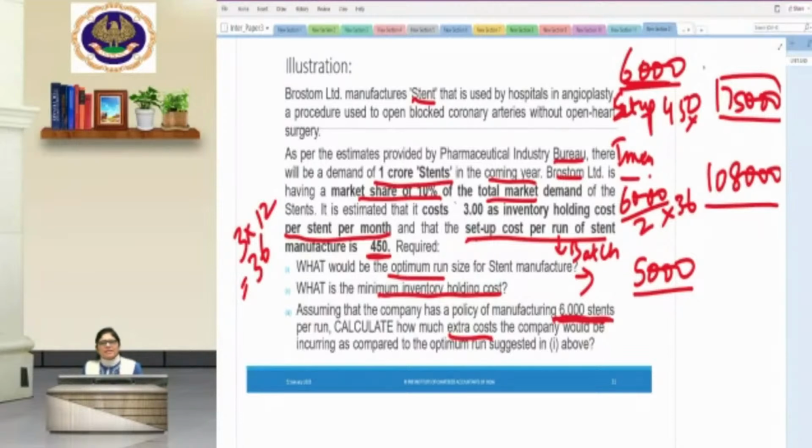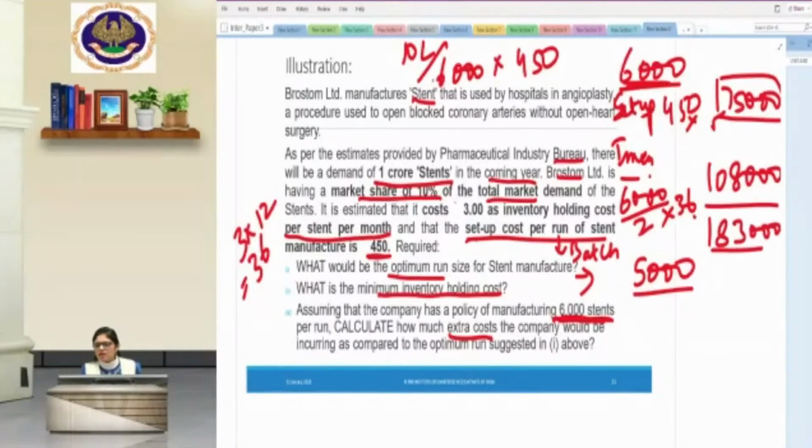All right, 6,000 for one batch. How many batches will you require? The total to produce is 10 lakh. So 10 lakh divided by 6,000, into 450. Clear? 75,000 will be the total setup cost. And the inventory holding cost, half of the average inventory into 36, will be 1,08,000. So the total cost if we manufacture will be 1,83,000 if we produce 6,000.